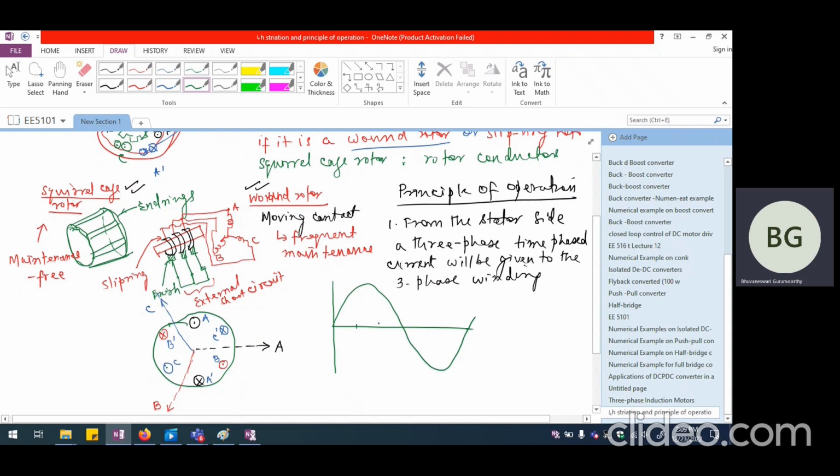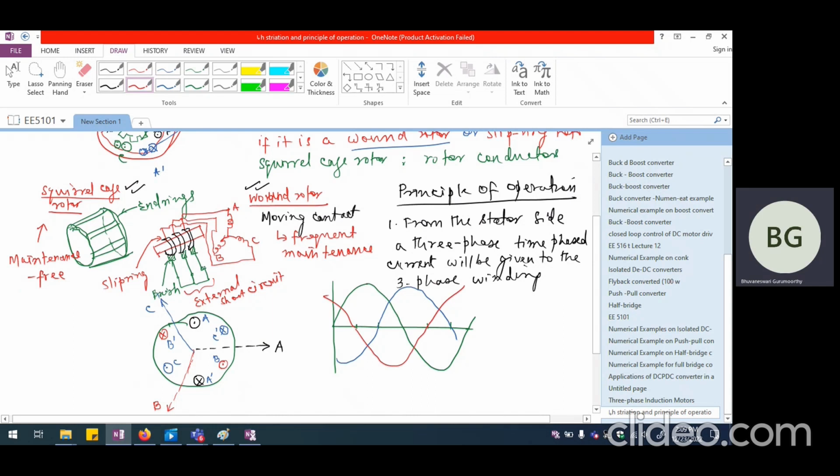And I'm going to have B phase and C phase currents which are shifted from each other by 120 degrees. So I'm going to have the B phase current somewhat like this. And I'm going to have the C phase current somewhat like this. So this is going to be the C phase current.